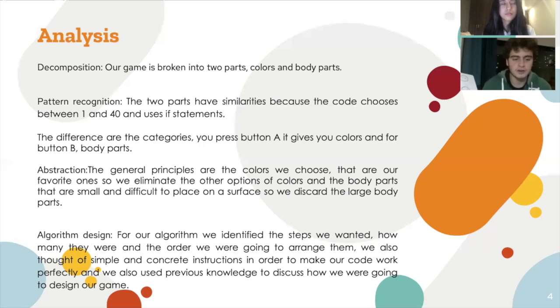In algorithm design, for our algorithm, we identified the steps we wanted, how many they were, and the order that we are going to arrange them. We also thought of simple and concrete instructions in order to make our code work perfectly, and we also used previous knowledge to discuss how we're going to design our game.